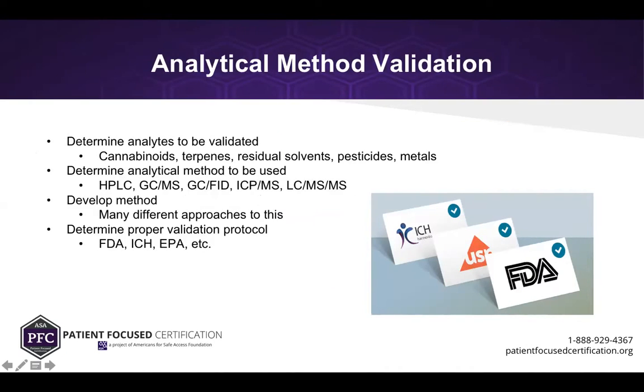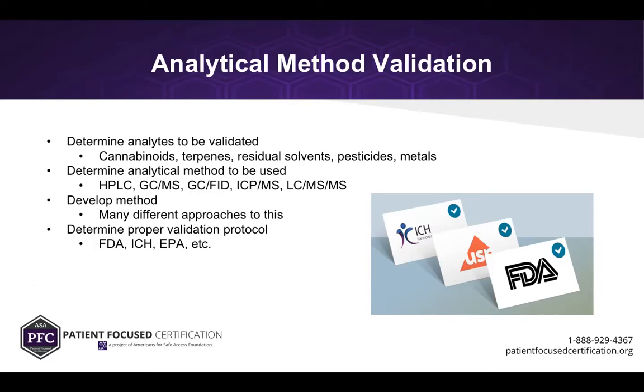In analytical method validation, you need to answer a number of questions first before you can decide what you want to do. What analytes are you going to be validating? Are you validating cannabinoids, terpenes, residual solvents, pesticides, heavy metals? You can also validate microbial species, but based on the analyte that you're going to be validating, that is going to essentially determine how you choose your analytical method.